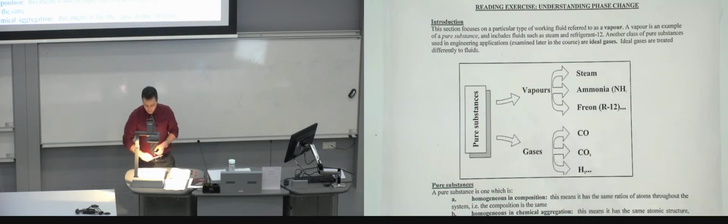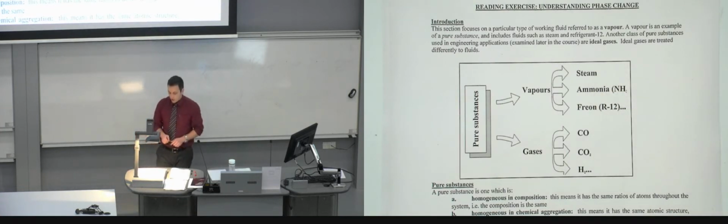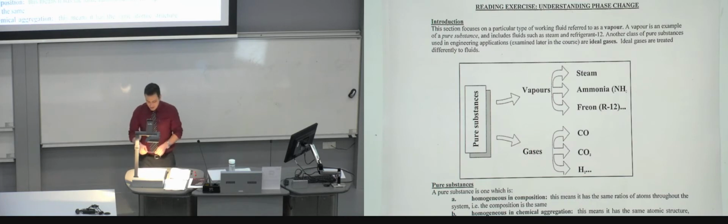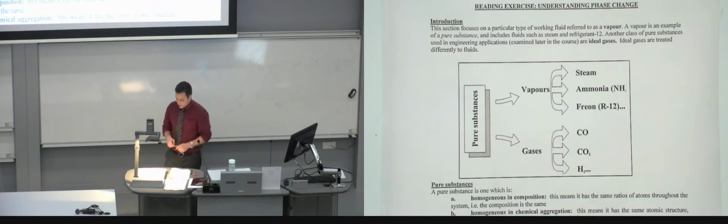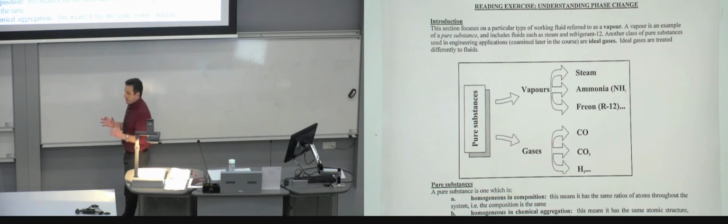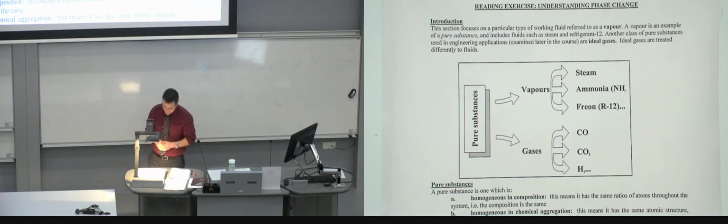And this actually tells you exactly where we are and how we categorize the pure substances. We use the term vapor if you've got steam, ammonia, or R12. And if you've got some of these gases such as carbon monoxide, carbon dioxide, or hydrogen, then these are the gases that we're going to have. So I want you to memorize this diagram and make sure you're clear on the terminology that we're going to be using.